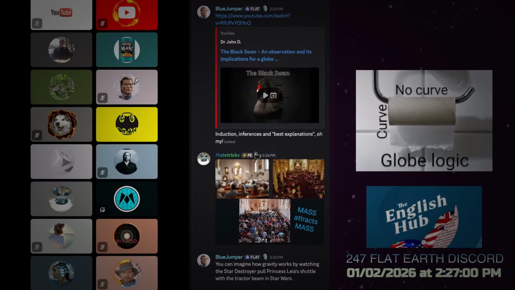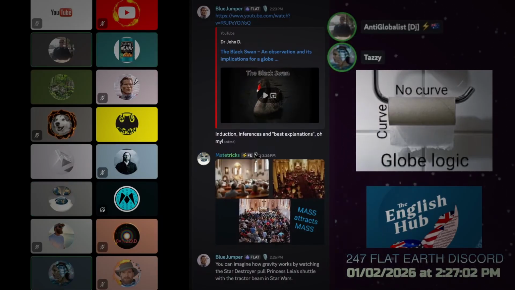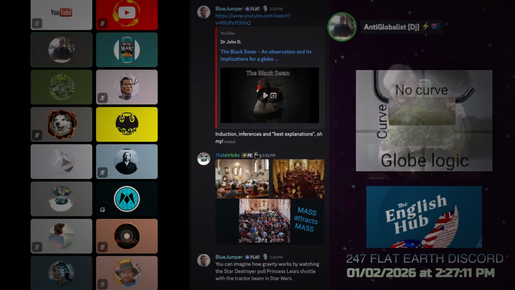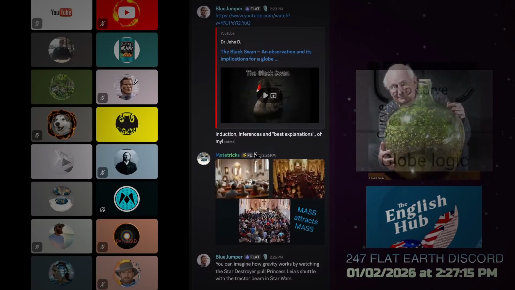Go, DJ. Just quickly, one at a time. If you have gravity, that means that the water has to be curving. Gemsy just showed you that the water's not curving over distance. If you had gravity, it would have to be curving over distance, but it's not.